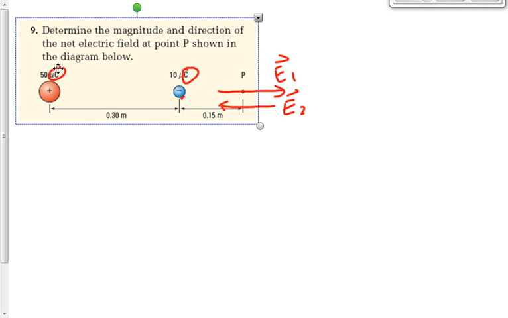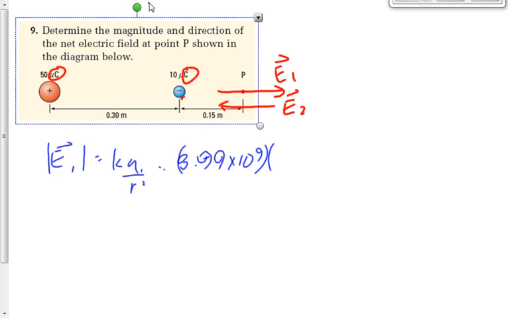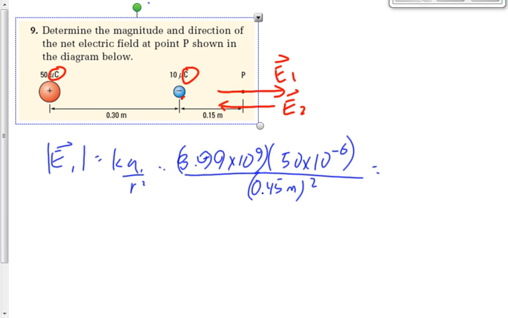The values of both of those fields. E1 is kQ1 over r squared. Q1 is 50 times 10 to the minus 6. Don't forget the exponent there. Circle it, that helps you do that. And this is 0.45 meters. Both of those distances you can see in the diagram, added together and squared. What do we get for E1 on that? 2.22 times 10 to the 6.